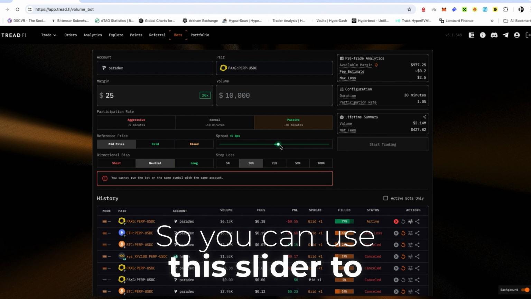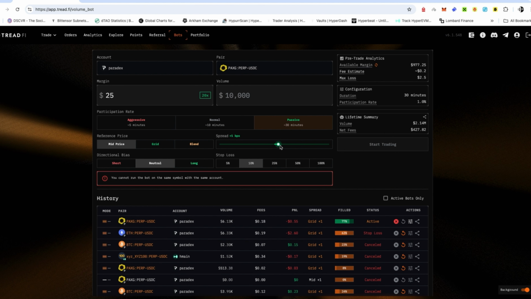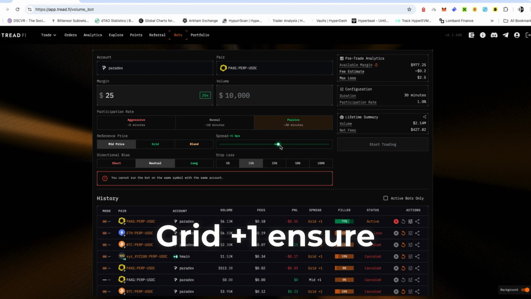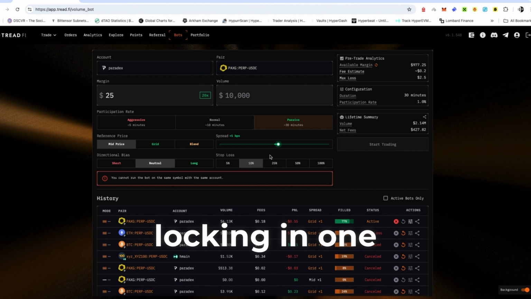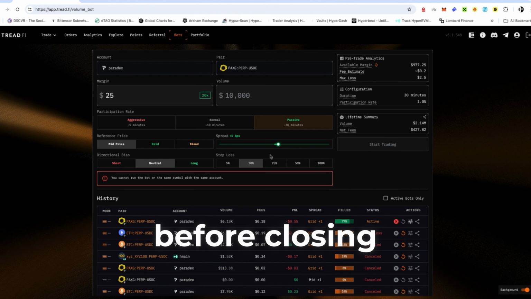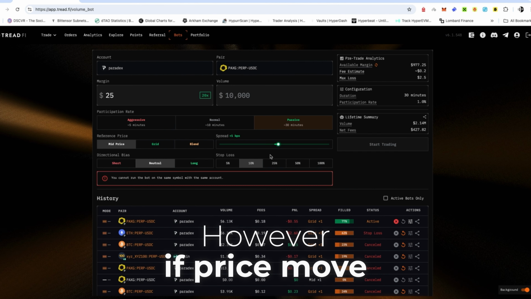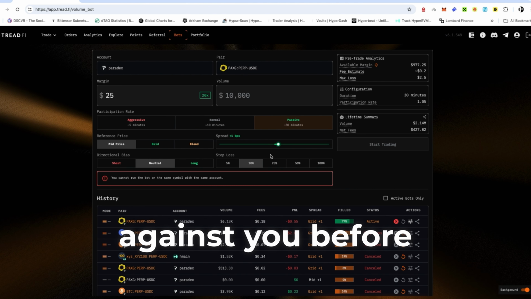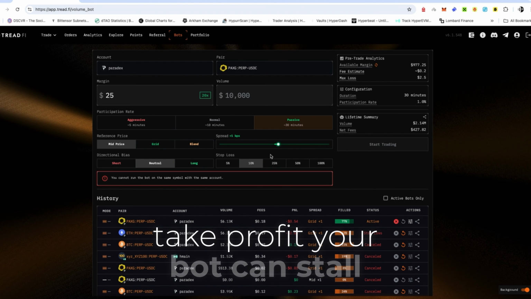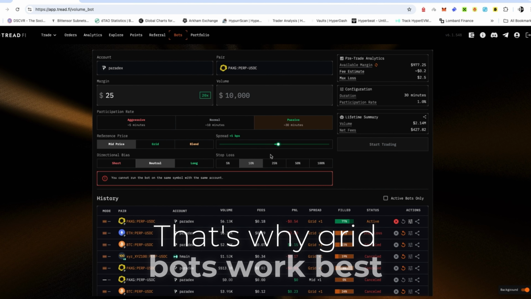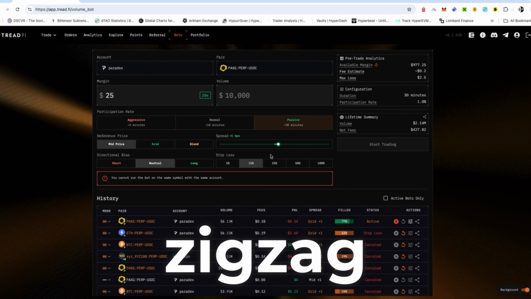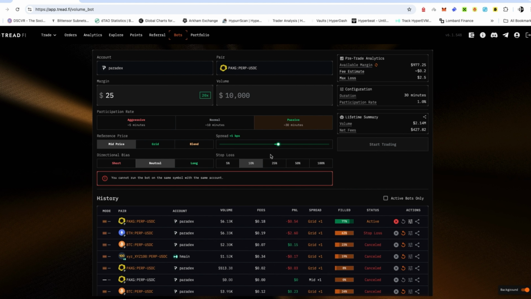So you can use this slider to choose your spread. So grid plus 1 ensures that every buy price is lower than the sell price, locking in 1 basis point profit before closing a position. However, if price moves against you before filling your take profit, your board can stall and eventually hit stop loss. That's why grid boards work best in sideways zigzag markets, not trending markets.